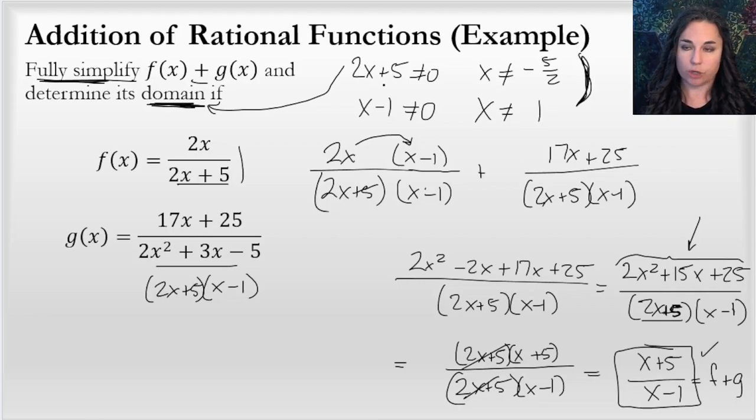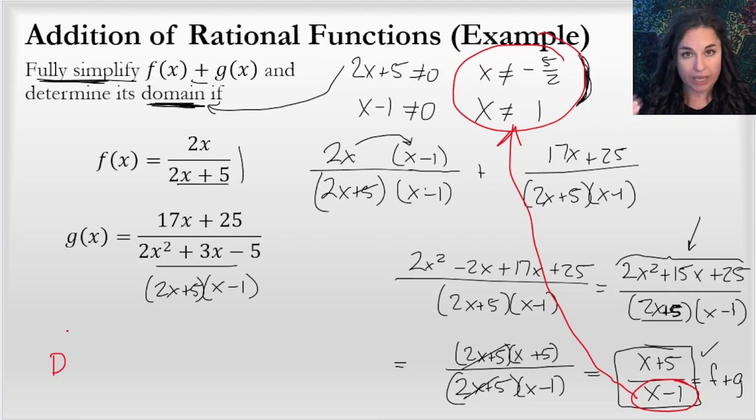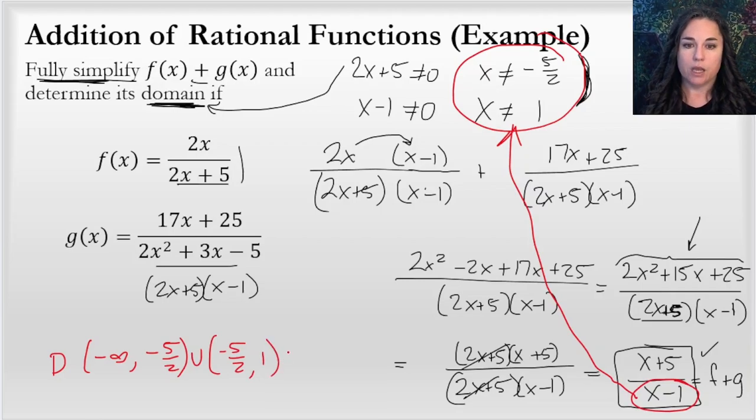And then when it asks for the domain, I'm going to go back up here. The domain is determined by these, but I would also check this here. I'm going to note that that denominator yields the same unallowed value that I had already determined in the beginning. So when I look at the domain, the domain can be any number except what can't be in that denominator. So it can be any number from negative infinity all the way up to negative 5 halves. Then it can be any number between negative 5 halves and 1. And then it can be any number from 1 up to infinity.